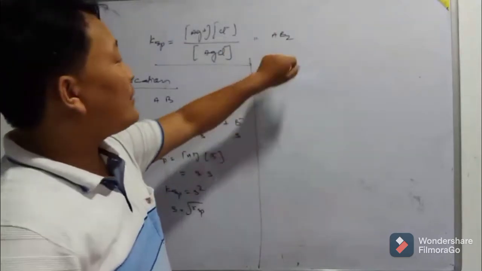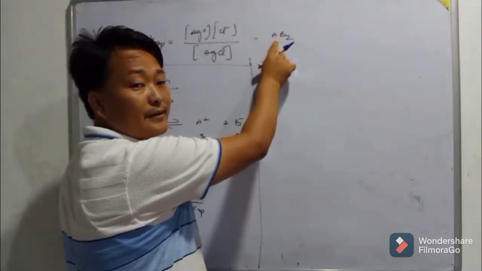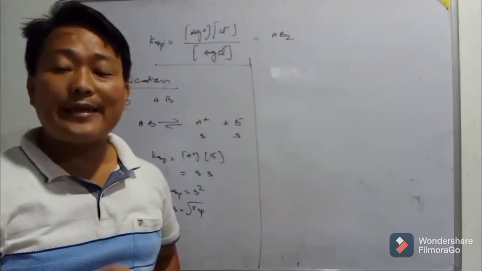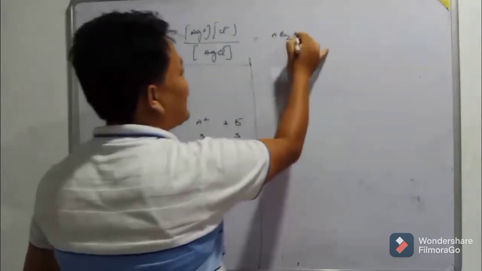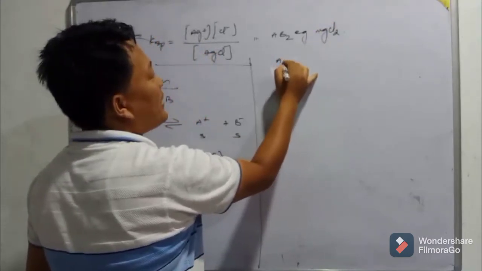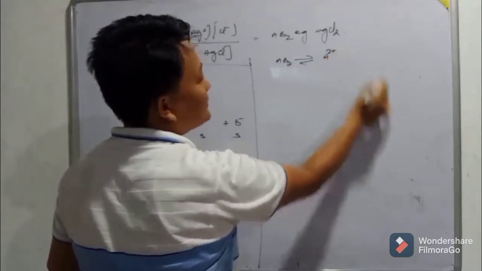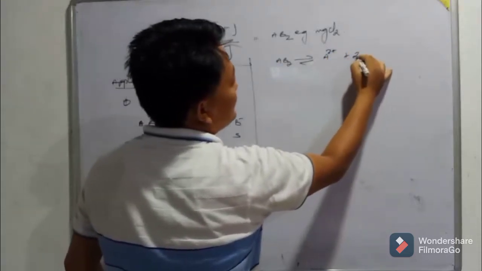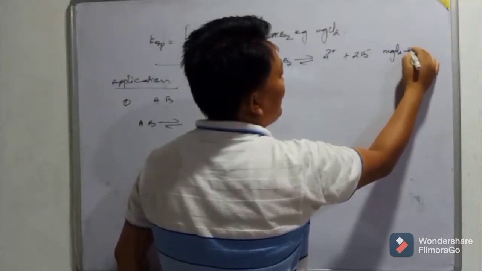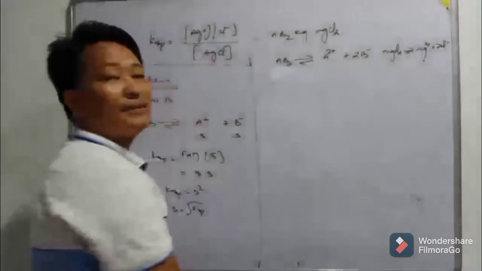So now the next case, we will take the example of AB2. Here B's valency will be 1 and A's valency will be 2. Like MgCl2. When we dissociate AB2, we will get A 2 plus and 2B minus. Same here, when we dissociate MgCl2, we will get Mg 2 plus and twice Cl minus.